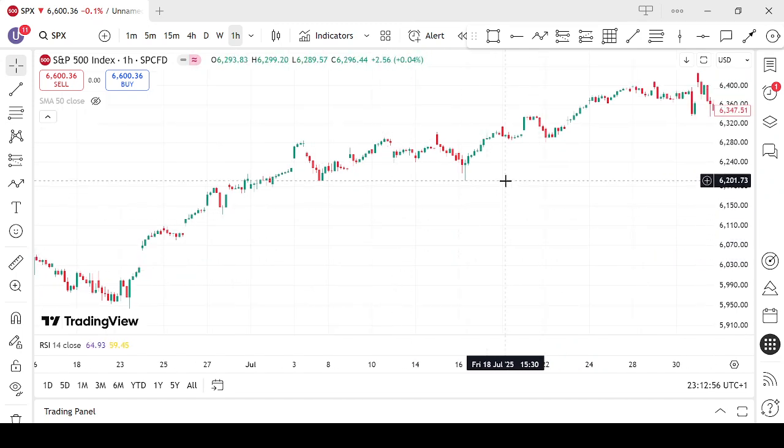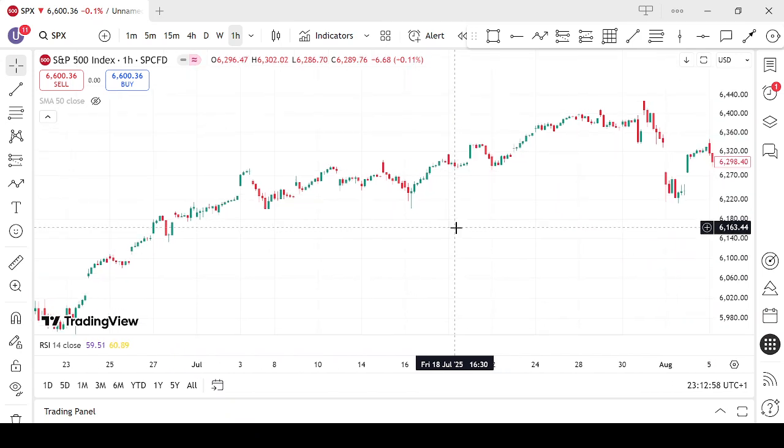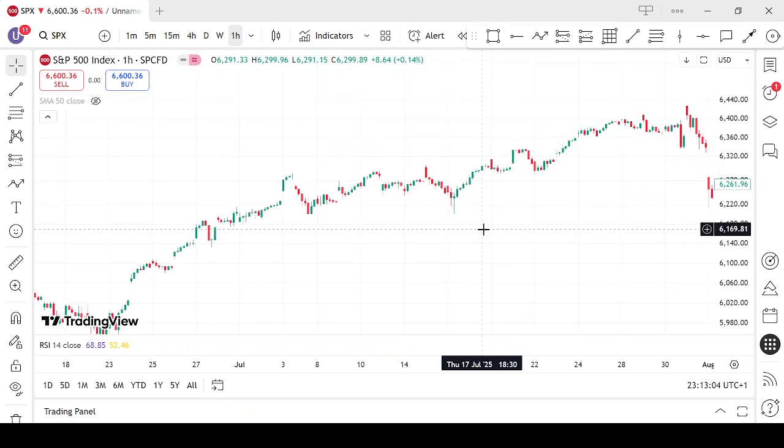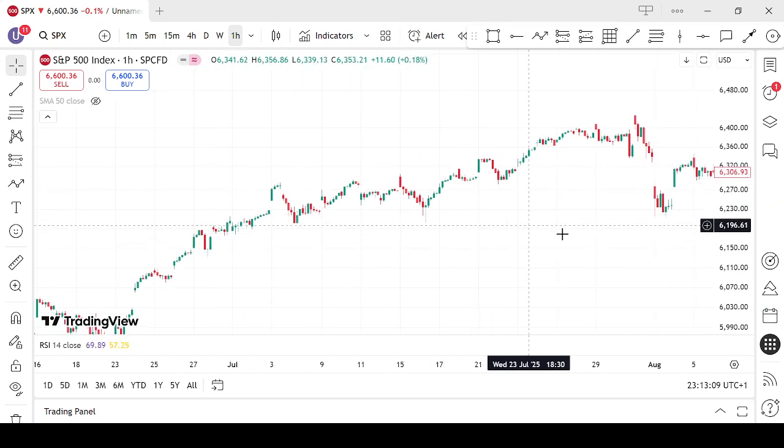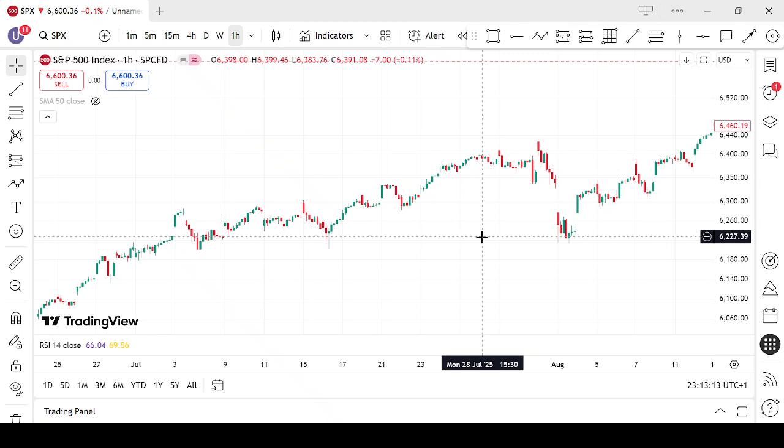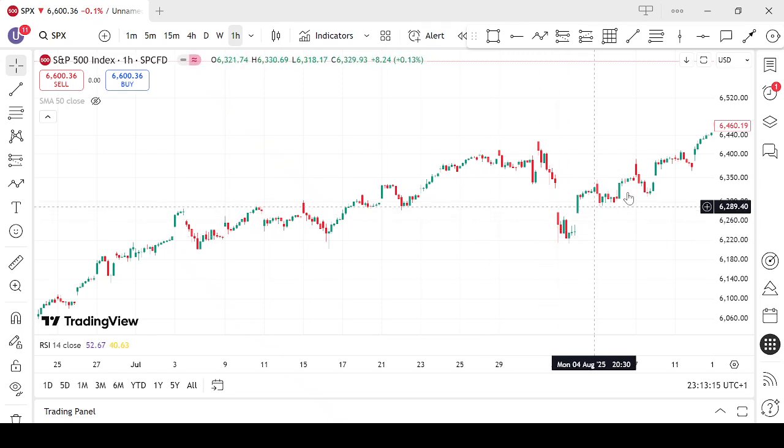One important feature of CFD trading is leverage. Leverage allows you to control a larger position using a small amount of your own capital called margin. While this can increase your potential gain, it can also increase risk because losses are magnified in the same way.